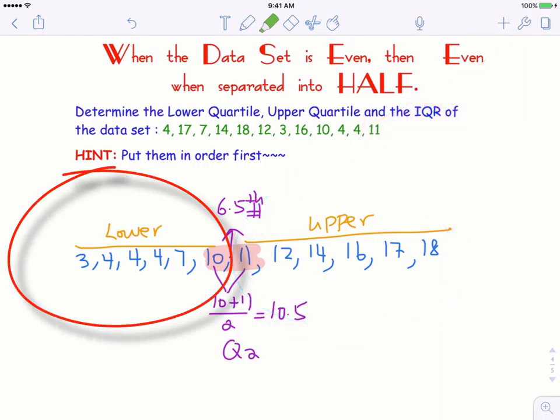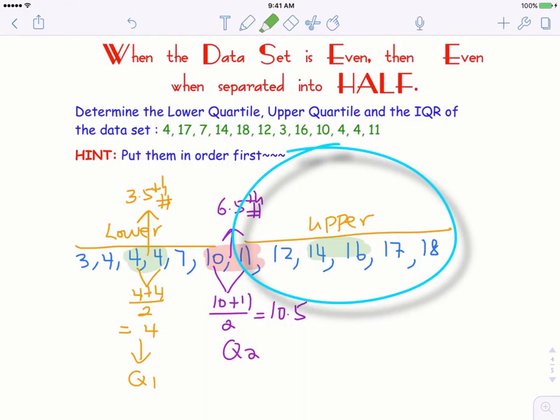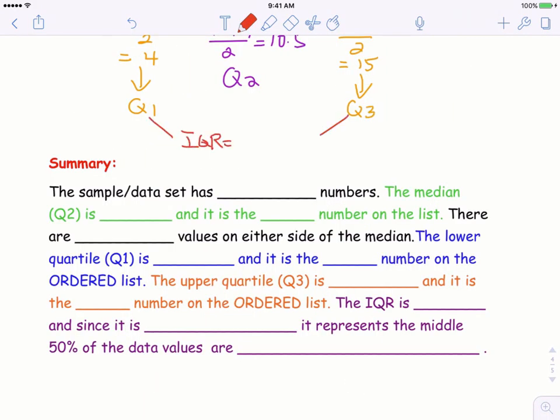Within the 6 numbers, the lower quartile is in between the 3rd and the 4th number, or the 3.5 number, which average to 4. The upper quartile is in between the 9th and the 10th number, or the 9.5 number, and they average to 15. The IQR is 15 minus 4, which is 11.